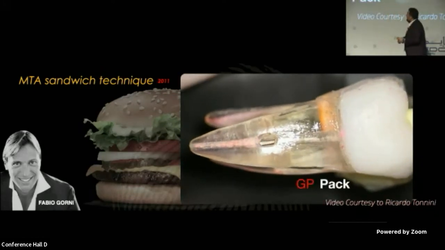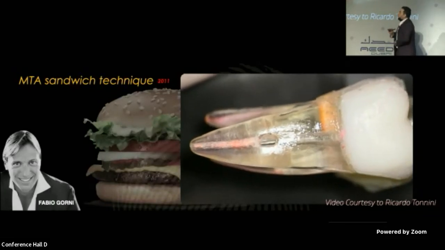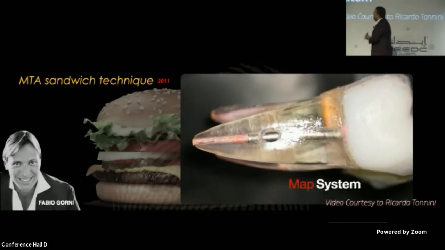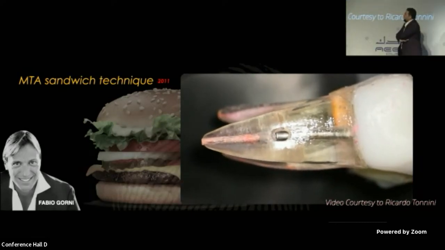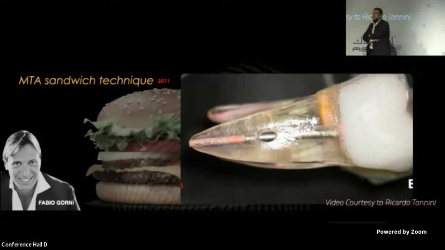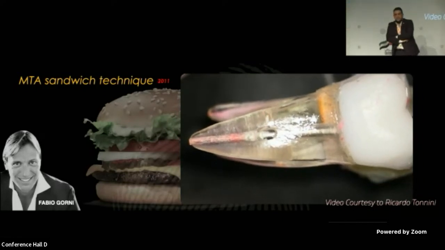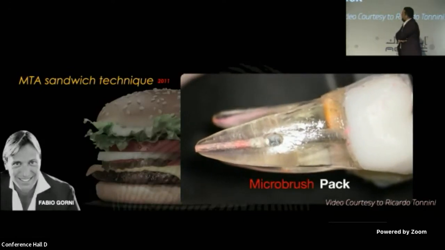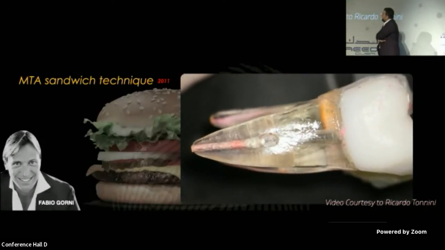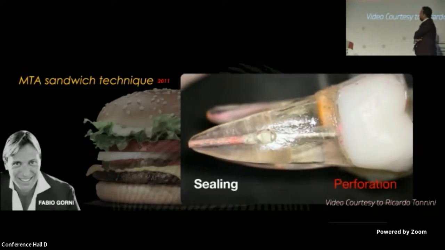So this is the way we are doing the technique, just placing the master cone to a level below the perforation, and using an MTA carrier or putty bioceramic carrier, we start to insert increments of MTA or root repair material in that part. This technique was developed by Fabio Gorni in 2011.